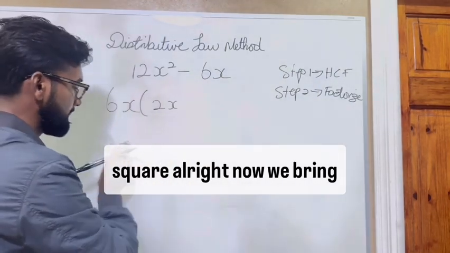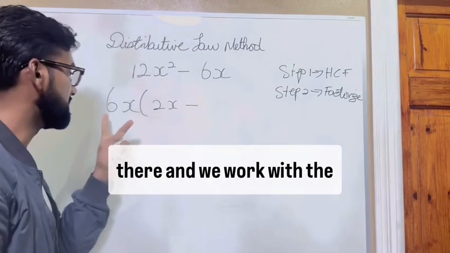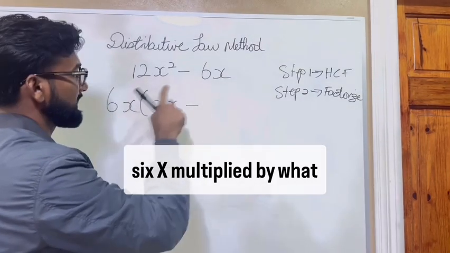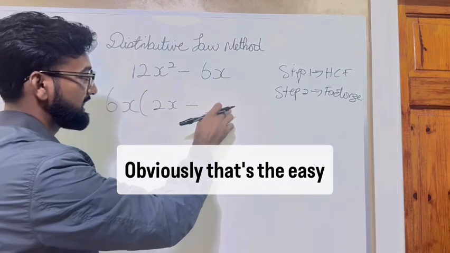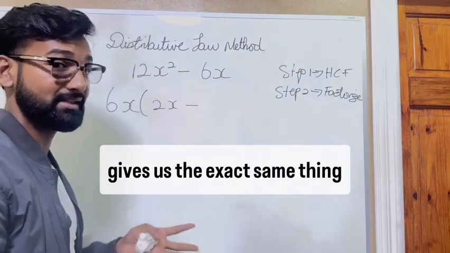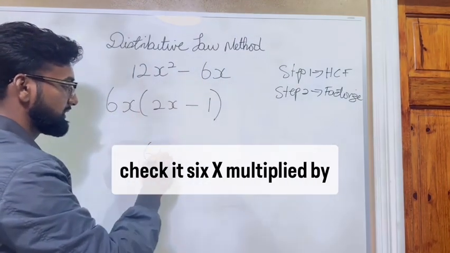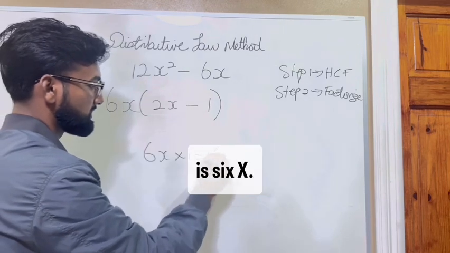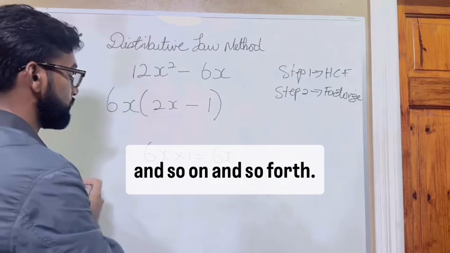All right. Now we bring down our subtraction sign there and we work with the next term. We ask ourselves, 6x multiplied by what gives us 6x. Obviously that's the easy one. Anything multiplied by what gives us the exact same thing will be 1. All right, if you want us to check it, 6x multiplied by 1 is actually itself, which is 6x. Good, 2x times 1 is 2x, and so on and so forth.